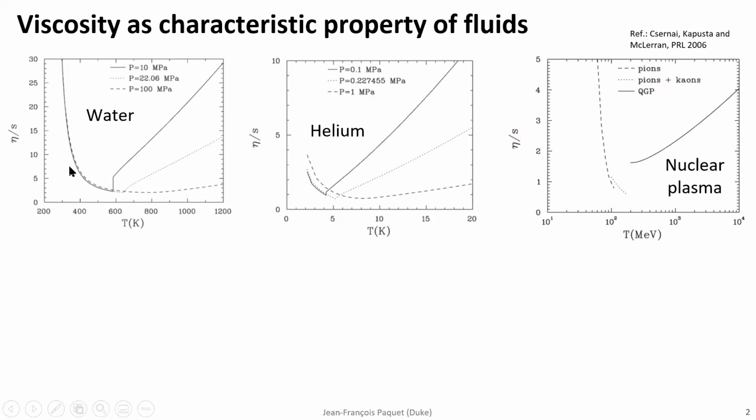Now, when I say viscosity throughout this talk, I will always mean either the shear viscosity to entropy density ratio or the bulk viscosity to entropy density ratio. So we always normalize by the entropy density. So eta over s or zeta over s. So these three were shear viscosities.